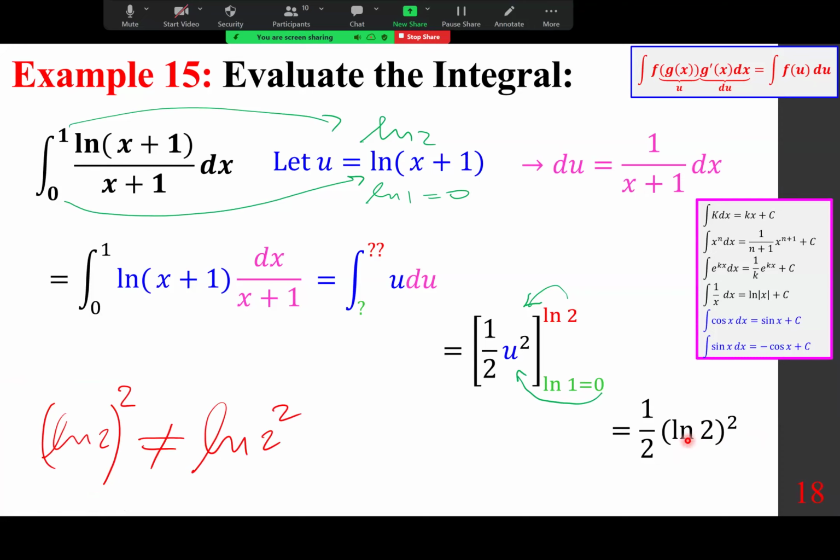And normally in calculus, we keep it exact, unless they ask you to put it in a decimal format with however many decimals they ask you.